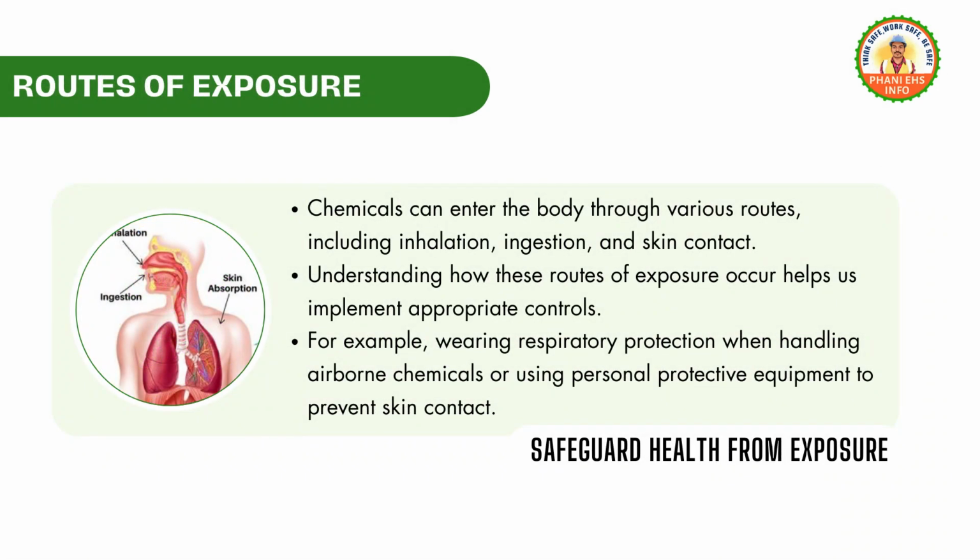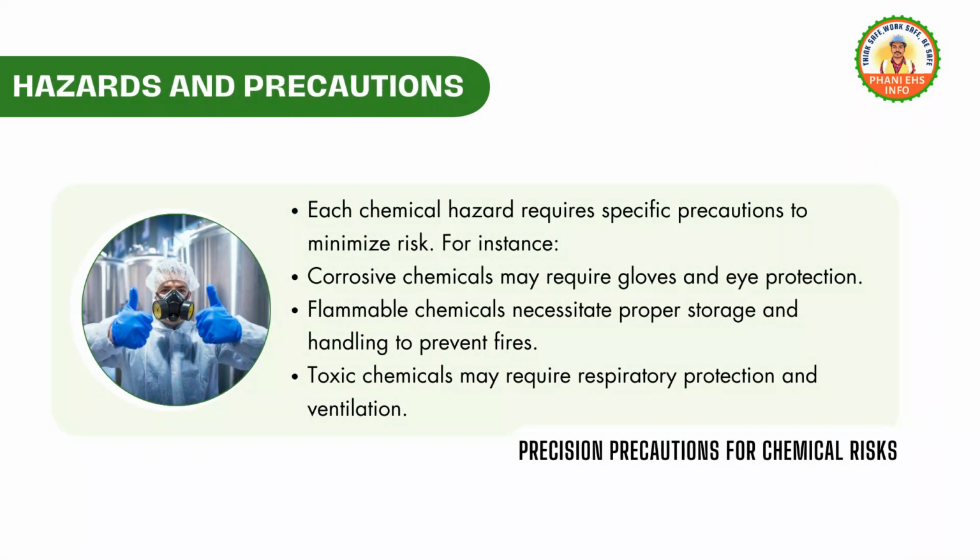precautions. Routes of exposure. Chemicals can enter the body through various routes, including inhalation, ingestion, and skin contact. Understanding how these routes of exposure occur helps us implement appropriate controls. For example, wearing respiratory protection when handling airborne chemicals or using personal protective equipment to prevent skin contact.